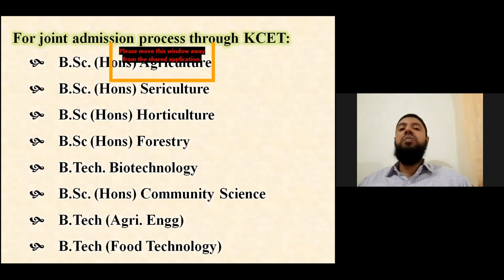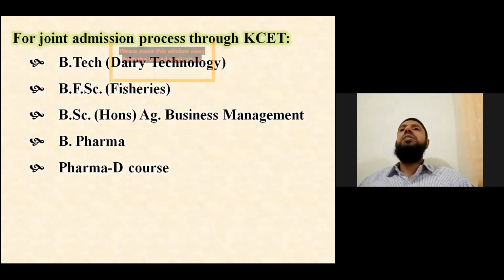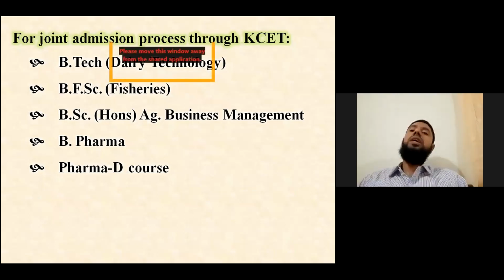Then BTech in Biotechnology, then Communication Science, Agriculture Engineering, Food Technology, after that Dairy Technology, which is also very demanding, then Fisheries, then BSc in Agriculture Business Management, then B Pharma, D Pharma. These are some important courses which you can join through Karnataka CET.